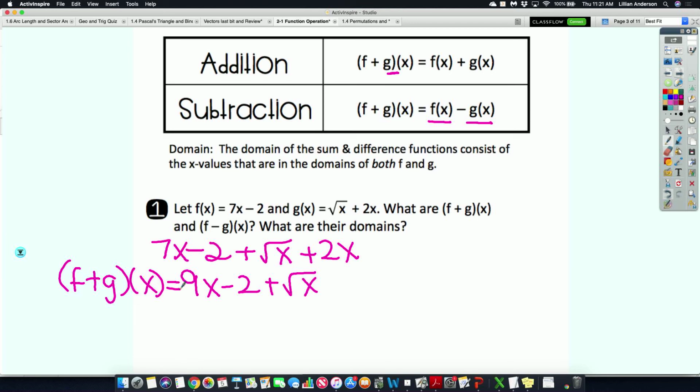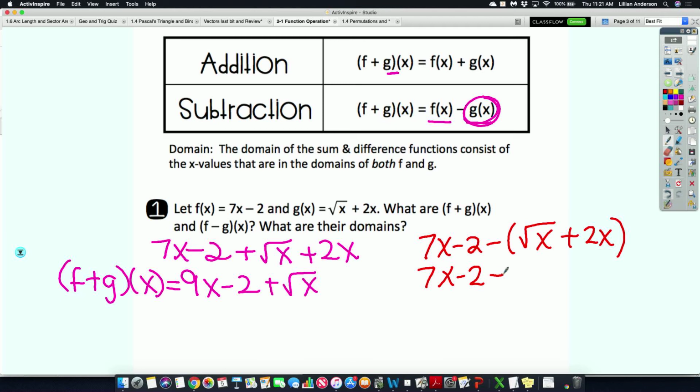Everybody with me? Now I'm going to subtract. Now subtraction can be a tad bit, not a tad, it can be tricky. Because a lot of students forget that you're subtracting the entire g function, which means that when I write it, I'm going to write it using parentheses, because that subtraction applies to the entire g function, which means I'm going to need to do what? With that negative on the outside, that minus. Distribute it through, okay? So then that becomes 7x minus 2 minus square root of x and minus 2x.